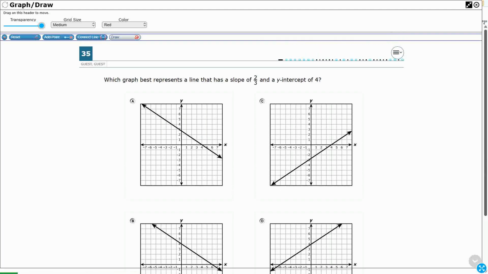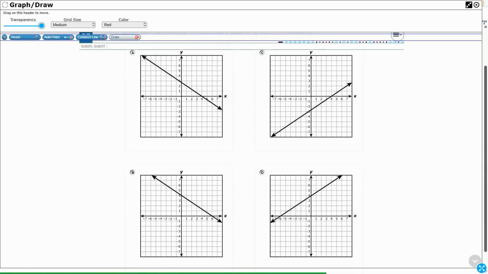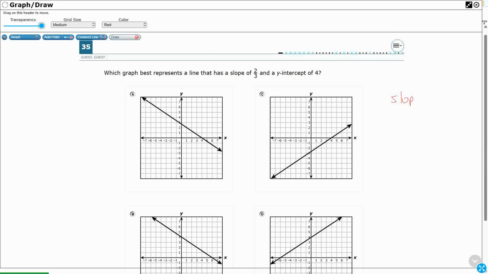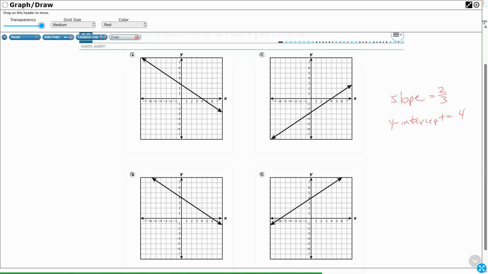All right, so we need a graph that has these two features. I'm going to write them on the side so we can keep our screen scroll down. We need a slope of 2/3, and then we need a y-intercept of 4. All right, so let's get those locked in.